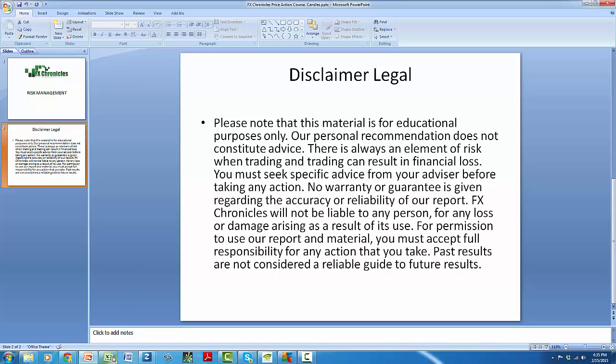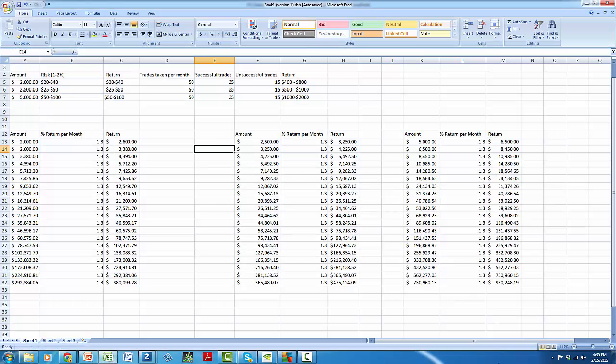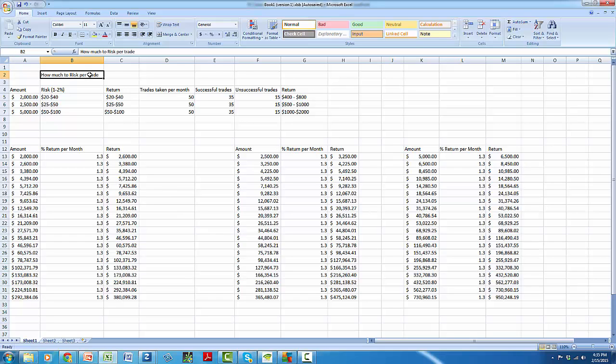Okay, so let's get to this wonderful Excel sheet. So many numbers. What's going on here? Okay. So basically, risk management is how much of your money in an account you are trading or risking when you're in the markets, whether it's trading Forex, whether it's trading stocks, whatnot.